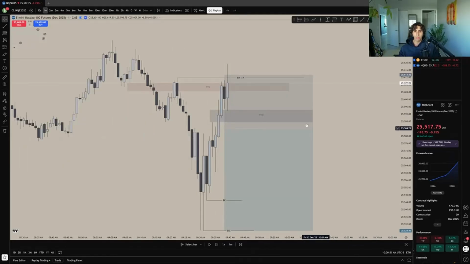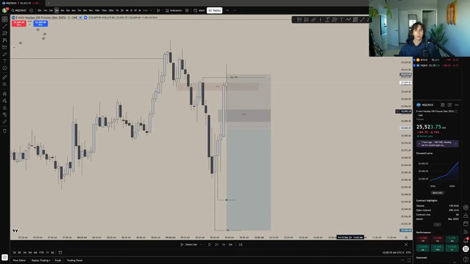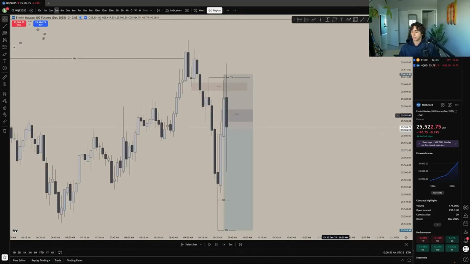So we have a 1-minute fair value gap here. Am I going to use this 1-minute? No. I'm going to look at the 2-minute. Do we have a 2-minute? Yes. Do we have a 3-minute? No. So the highest time frame from here is a 2-minute.